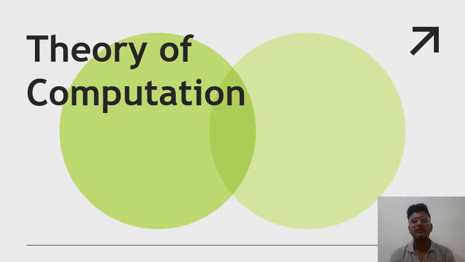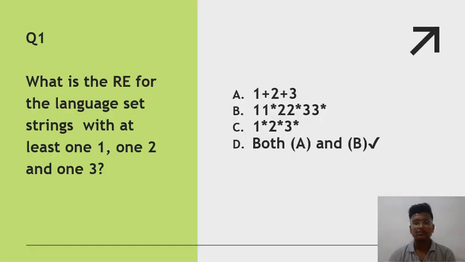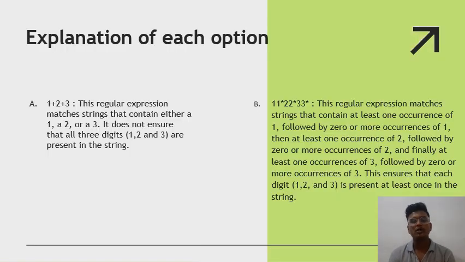In this playlist, we will try to solve some more multiple choice questions, and let's start with these questions. The first question asks: what is the regular expression for the language set of strings with at least one 1, one 2 and one 3? These are the options given here. So let's see the explanations of the options.